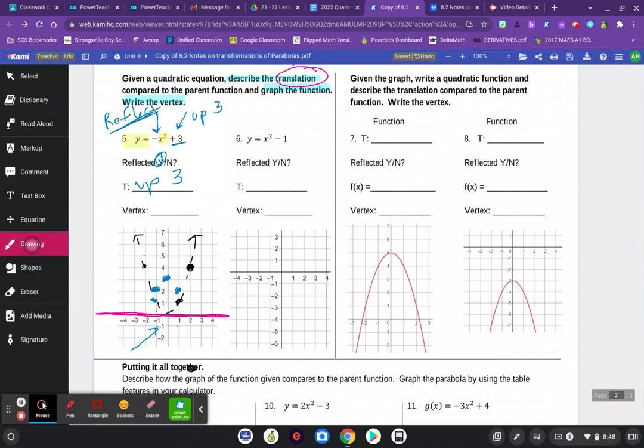So somewhere, let me change my color, somewhere down here. And then I would have to go up 1, 2, 3. Put me right there. And really, because of the symmetry of a parabola, I would be at -2, -1 on the other side of the y-axis. I'm going to get a graph here.